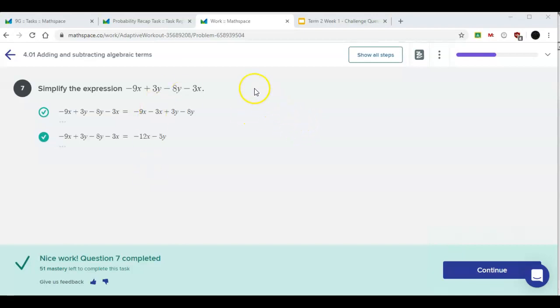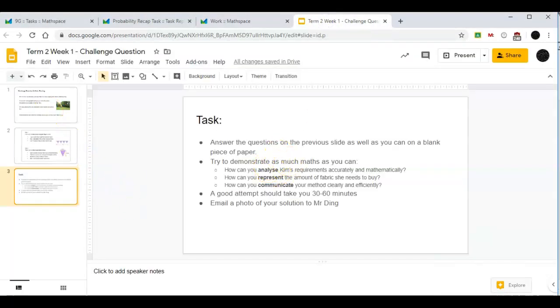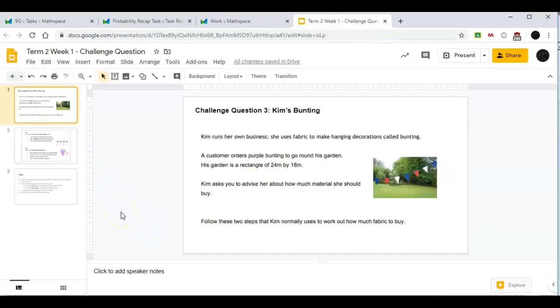Some of us will do all that very, very quickly, and I understand that you might feel that your algebra is already good, in which case I have another challenge question for you. And this time we've moved on from Kate's cushions and Sally's spinners to Kim's bunting. Kim is running a business on the side where she makes some bunting, these little flags, and a customer has ordered bunting to go all around his garden, and you can see how big his garden is in the problem.